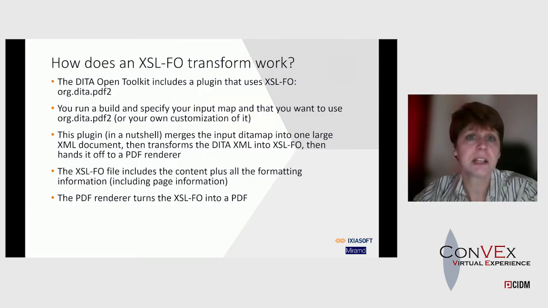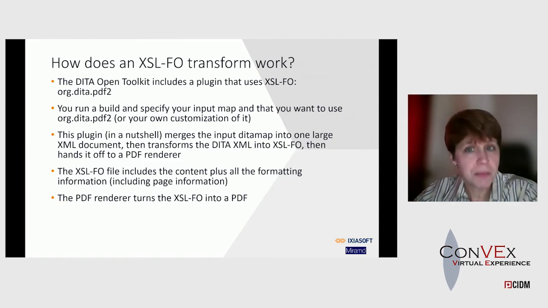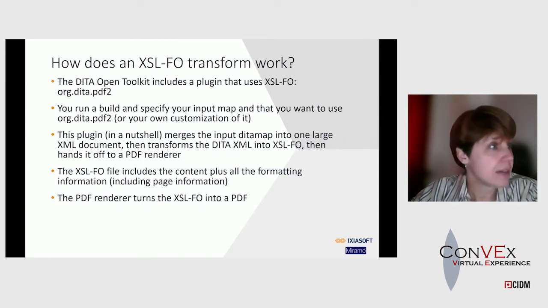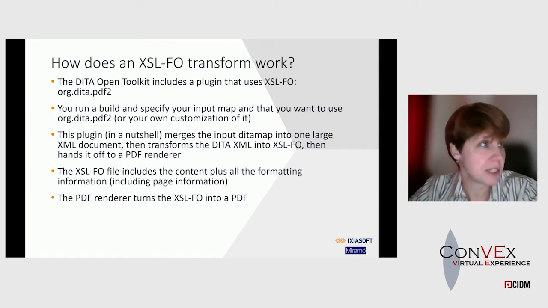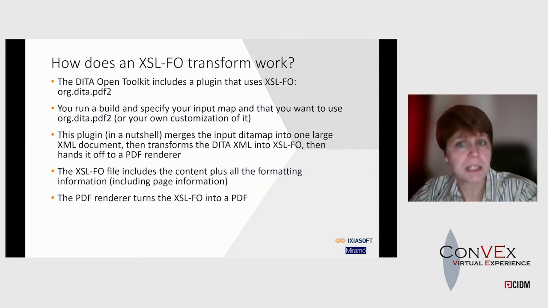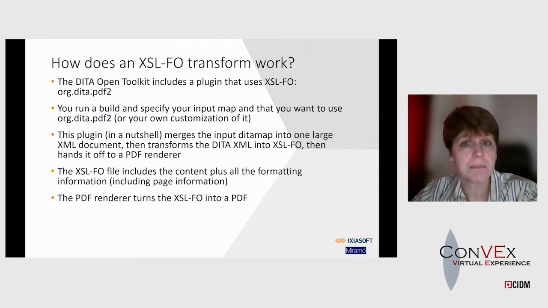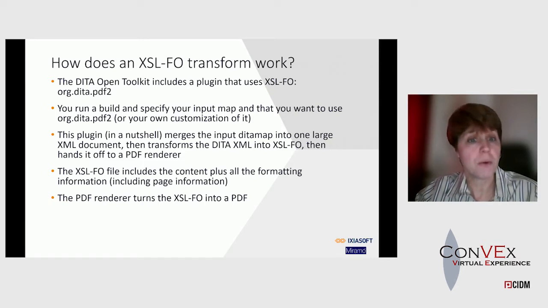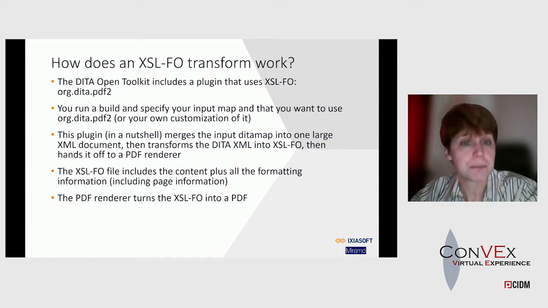Now, how does an XSL-FO transform work? Well, the DITA Open Toolkit includes a plugin that uses XSL-FO, and that plugin is called Org DITA PDF2, and I'll probably just call it PDF2 from here on. So you run a build, and you specify your input map and that you want to use the PDF2 plugin or your own customization of it. And this plugin, very simply put, merges your input DITA map into one large XML document. Then it transforms that large DITA XML document into XSL-FO, and then it hands it off to a PDF renderer.